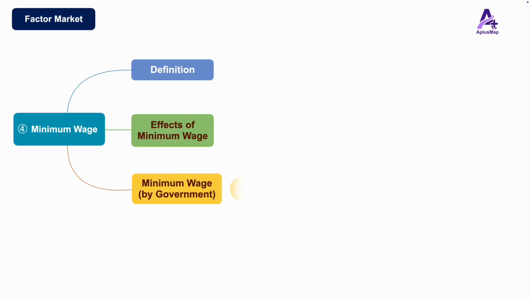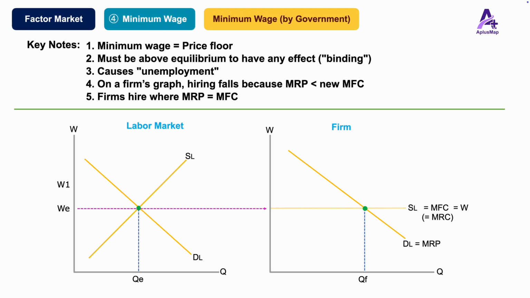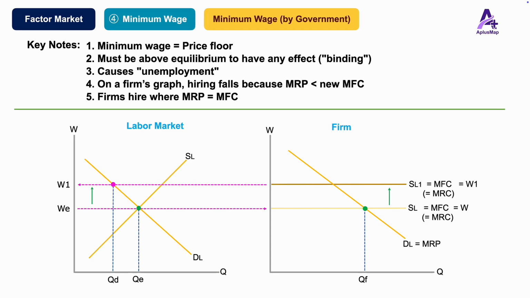And on the graph, how does that look? You draw a horizontal line representing the minimum wage above the equilibrium intersection. Where that line hits the demand curve shows the quantity demanded, QD. Where it hits the supply curve shows the quantity supplied, QS. Since the line is above equilibrium, QS will be greater than QD. That horizontal distance between QD and QS is the amount of unemployment caused by the minimum wage.